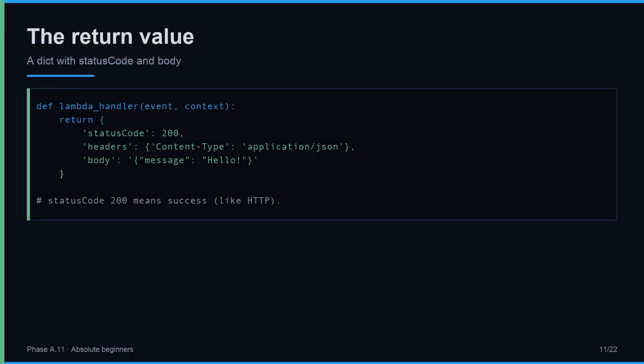Your handler returns a dictionary. The convention for web-triggered lambdas is to return 3 keys. statusCode is an integer; 200 means success, just like in HTTP. headers is a dictionary of HTTP headers, like content type. body is a string, usually a JSON string representing your actual response data. We go deeper on this in the next lesson when we write a real handler. For now, notice that the return value is a plain Python dictionary. Nothing new, just dictionaries, which you already know. A dictionary you can build.